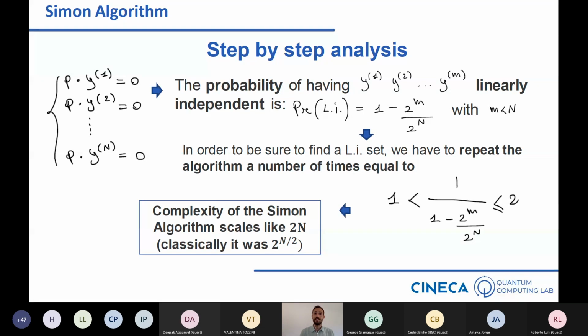So this means that the complexity of the Simon algorithm is that you have to run the Simon algorithm a number of times equal to at most 2 to the n, in order to find this set of linearly independent equations that allow you to retrieve p, okay? Which is exponentially faster than classically, where we have said before it was 2 to the n over 2. Okay?